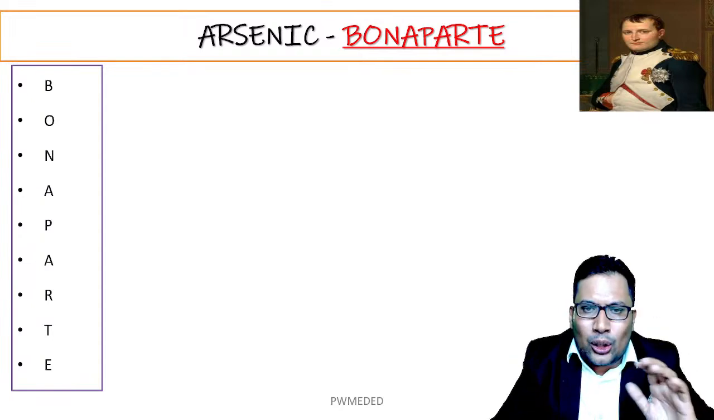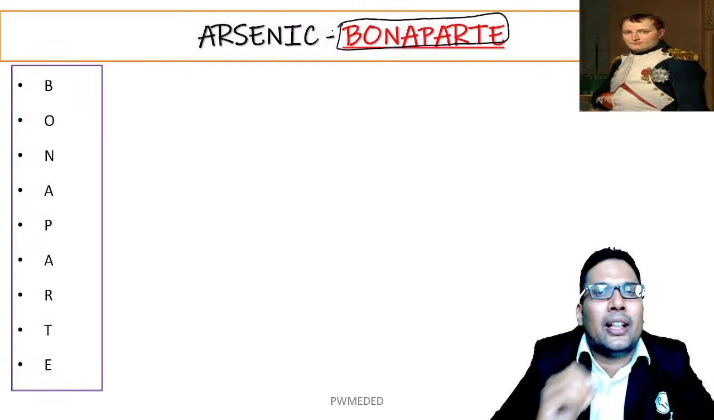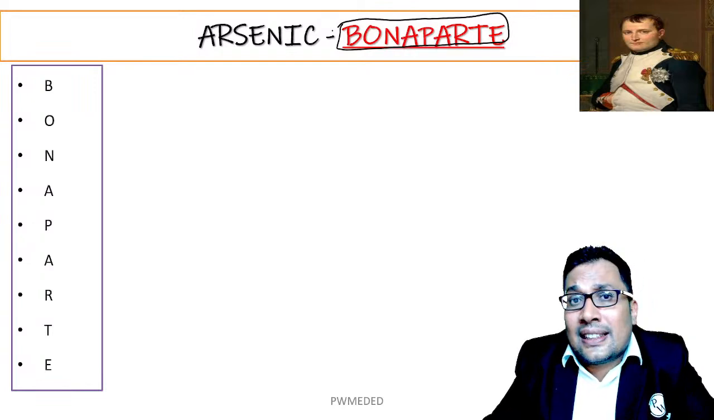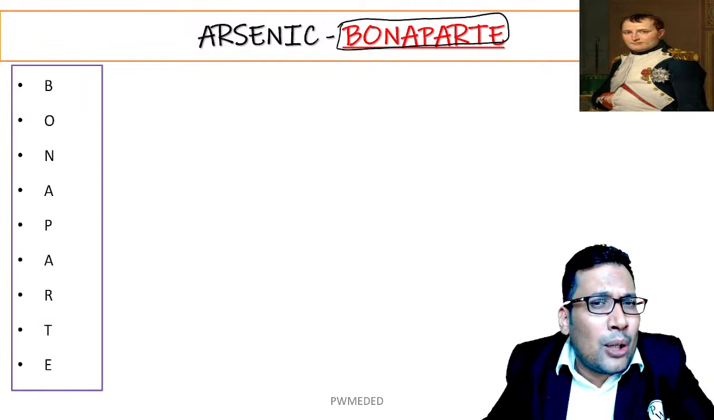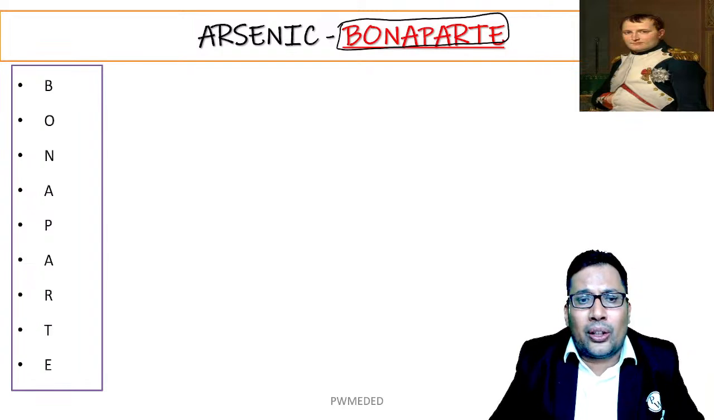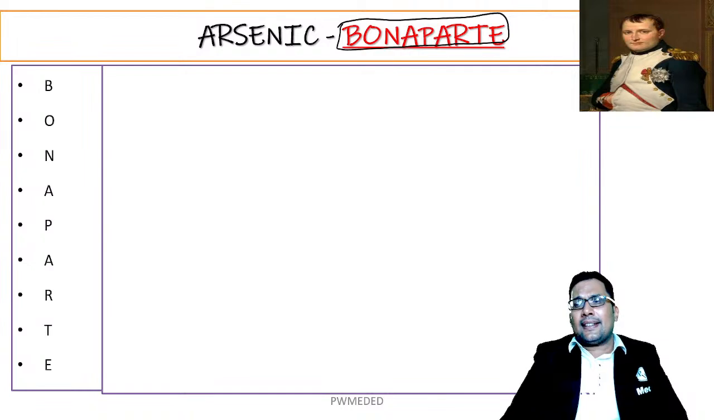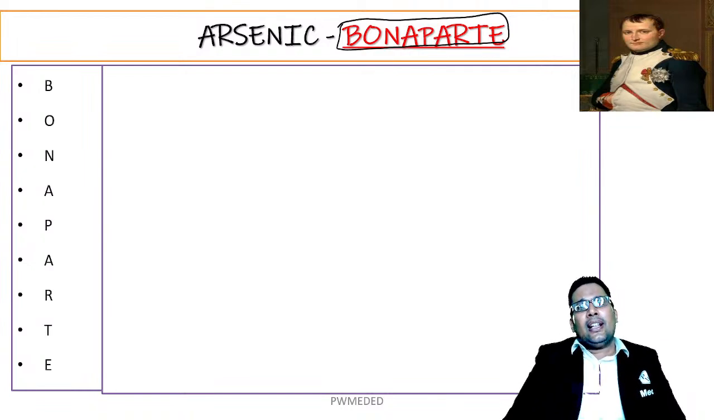The mnemonic is Bonaparte. You must be knowing arsenic is known as the king of all poisons. The Bonaparte is the mnemonic for that. Yes, let's see now what important questions can be asked in arsenic. So B for, can anyone guess B for?